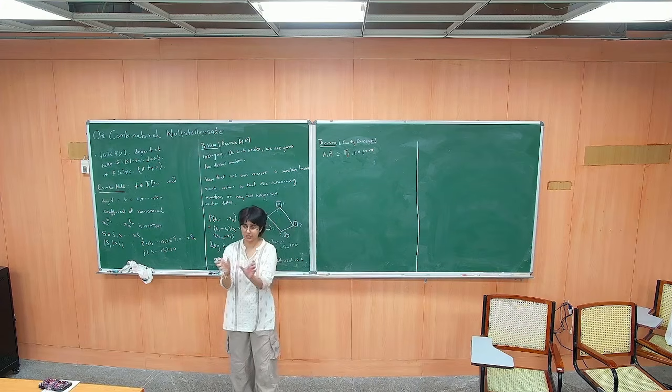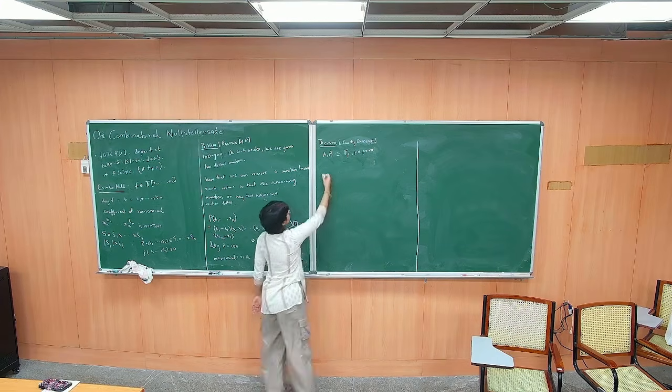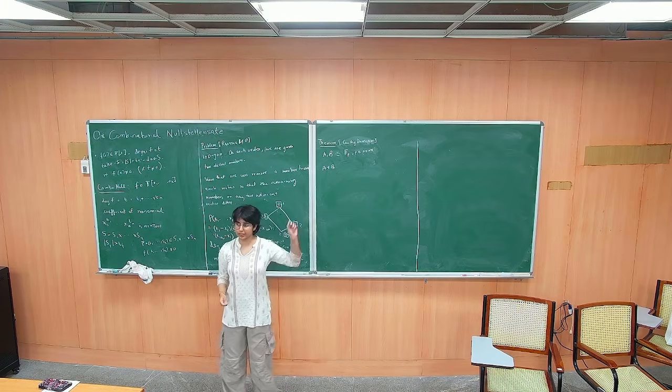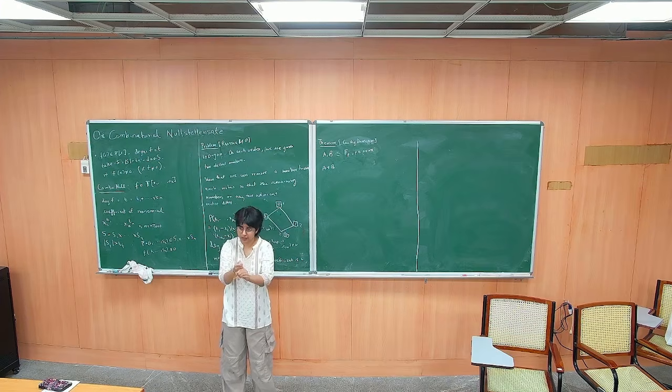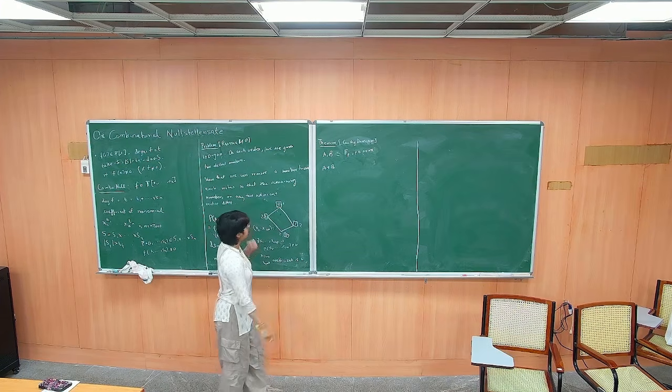Then I consider the sumset of A and B. I just look at A plus B, which is basically taking elements from A and taking elements from B and adding them. And you're doing it modulo p.